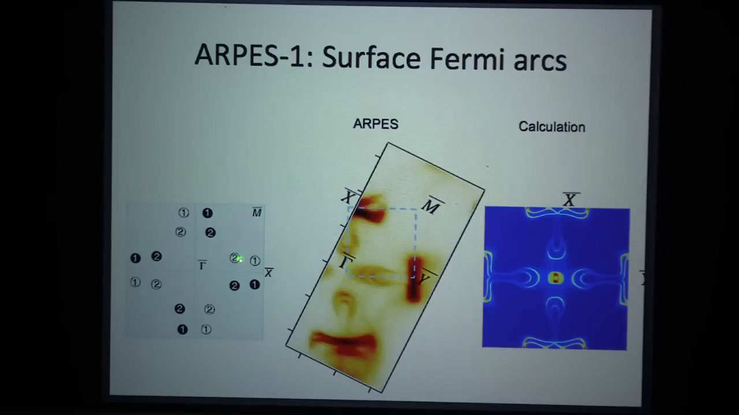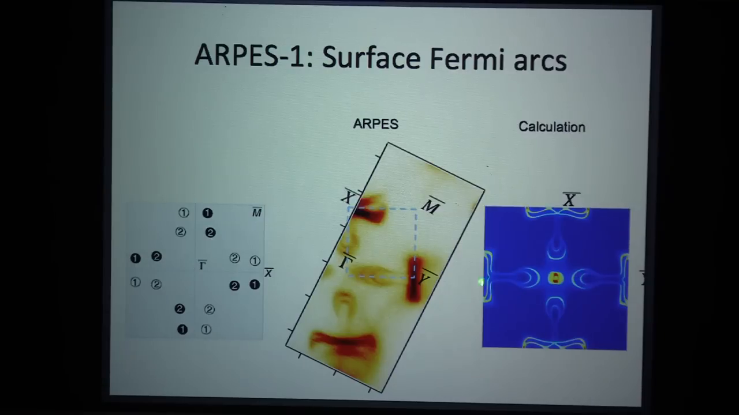So now we want to see. This is the bulk projection of the bulk points, right? Here is the surface calculation, and this is the bulk calculation. This is the surface calculation. On the surface calculation, you see that these points are connected by a pair of arcs because you have a pair projecting there.